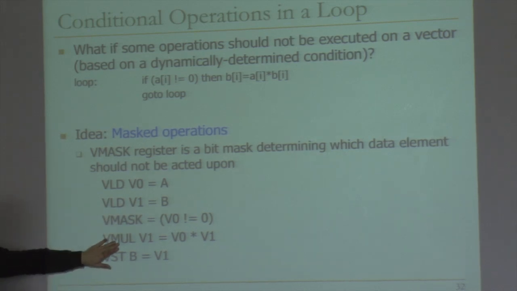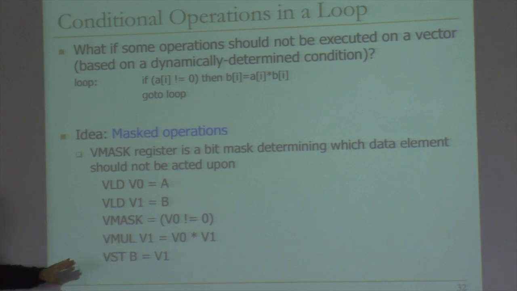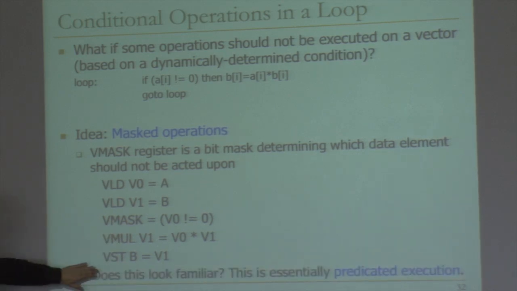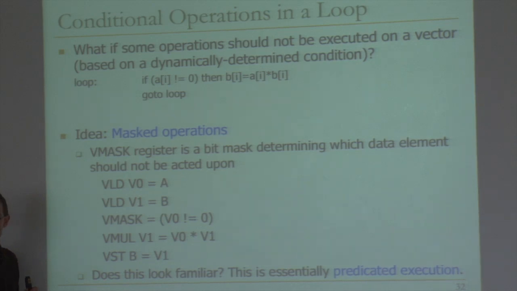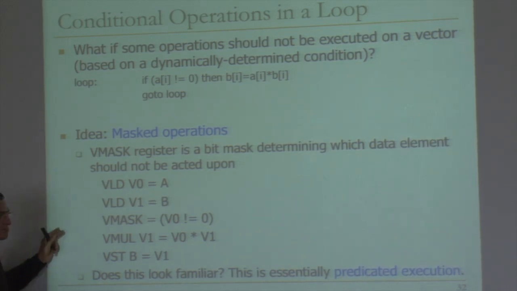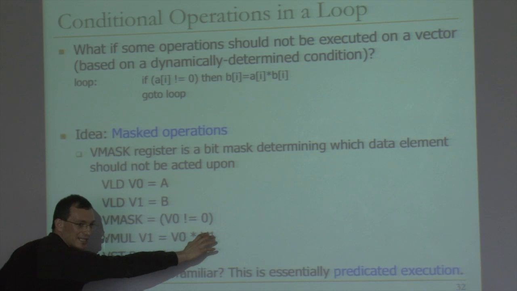You won't do the multiply. Does that make sense? It's simple. And then you do the vector store. And this is, as I told you earlier, essentially predicate execution. Basically, what you're doing with this vector mask is you're setting the predicate bits for every element in the vector registers that you're going to operate on later.